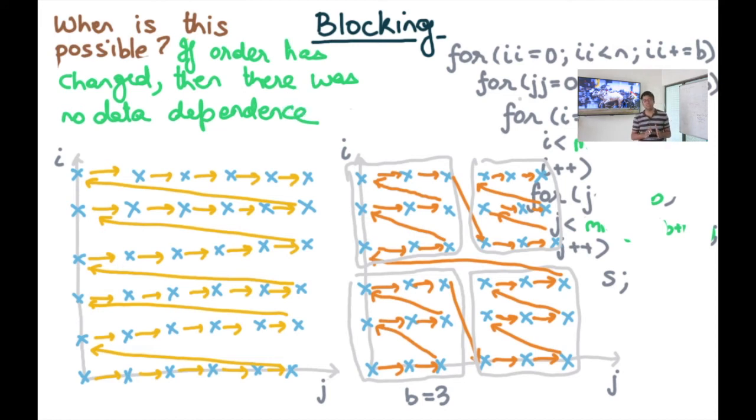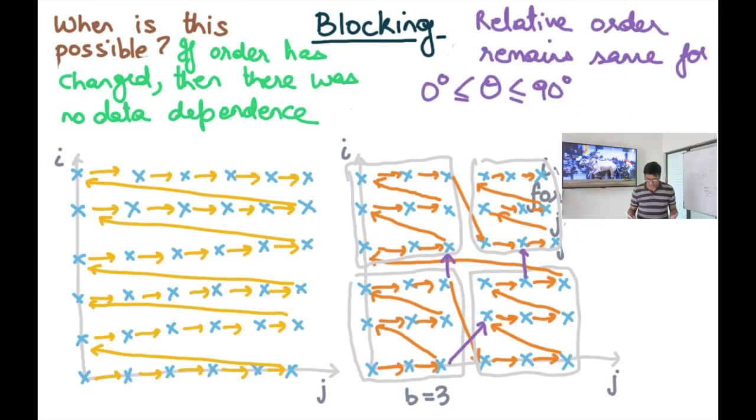And this condition actually looks identical to the condition that we had for pipelining, which was also very similar, which said that if i precedes j in the first, and if i1, i2 precedes j1, j2 in the other, then there should not be any data dependence between the two. And basically that boils down to saying that the relative order remains the same for things that are data dependent.